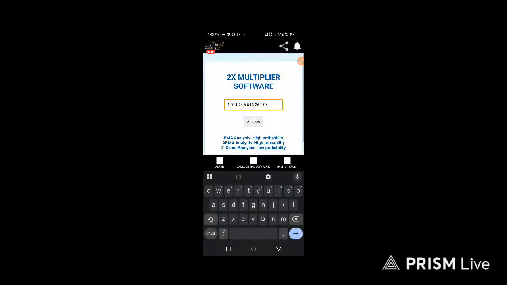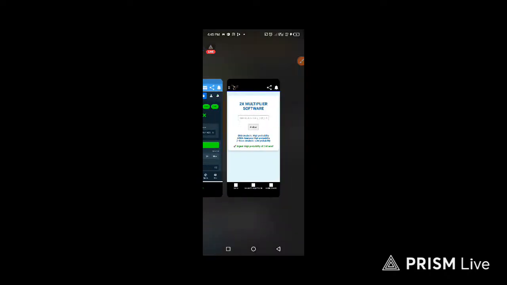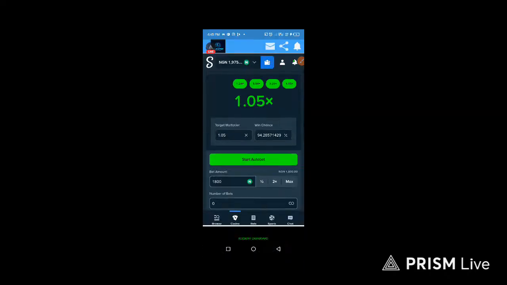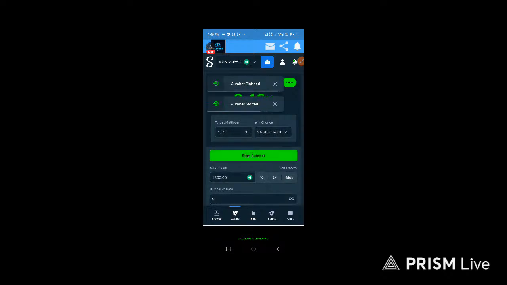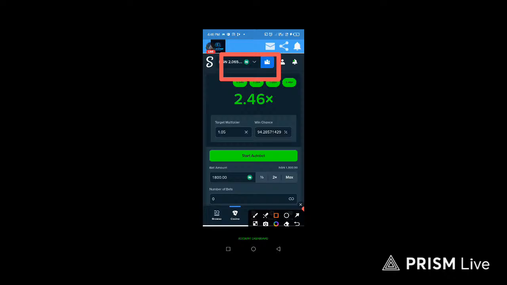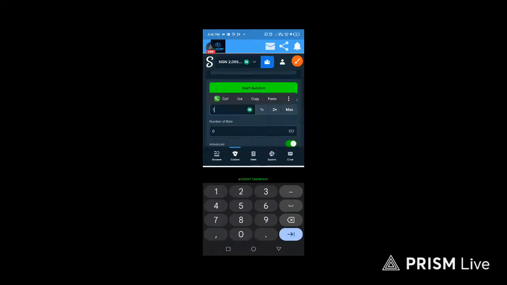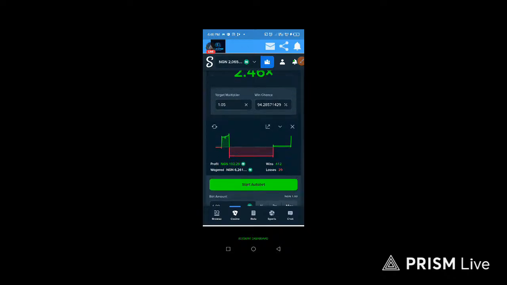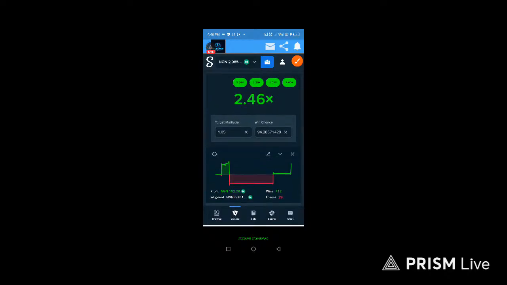Okay, so let's analyze. Alright, it says the next signal is going to be 2x, so let's enter that. Alright, boom. So basically we are back with our profit and some extra profit. So we continue from where we stopped. It's as simple as that. And you see, we are back even higher than the previous ones, at least a little bit higher. So that means we are now in profit.